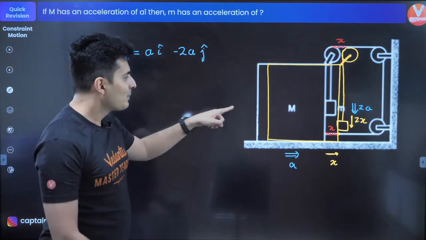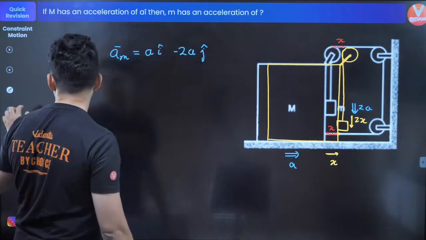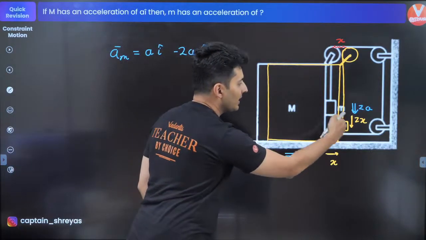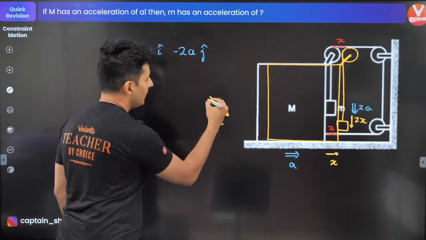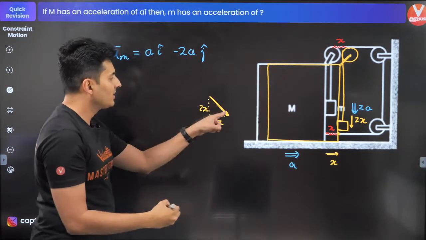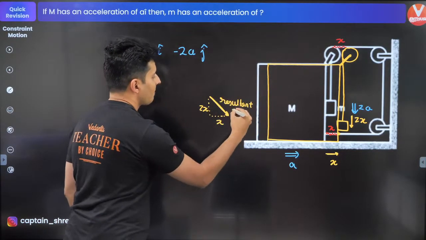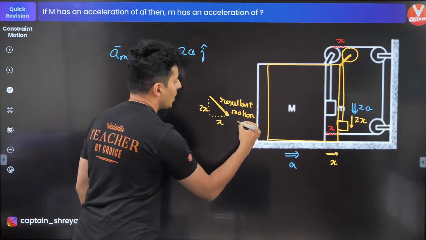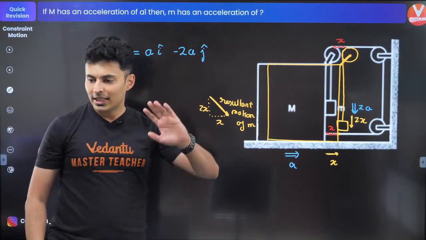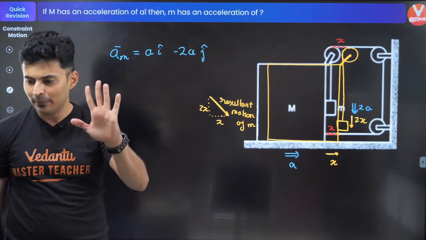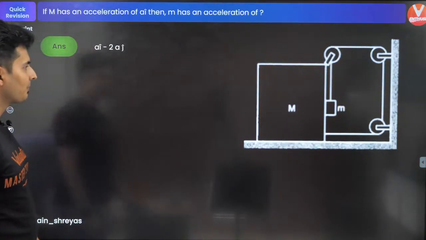Did you understand why? Because it has also gone ahead by x and it has come down by 2x. So if you look at the displacement, it has gone here by x and come down by 2x. So this is the resultant motion of small m. Everybody got it? Understood? Clear? Yep. So that's how it is. Excellent. Let's move on to the next question.